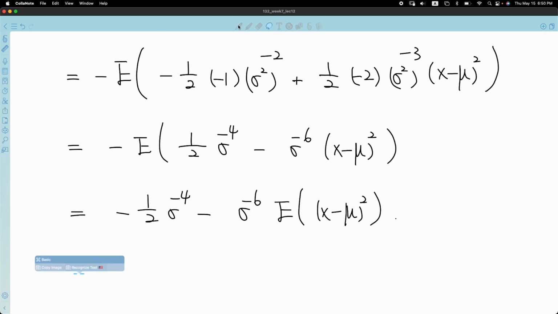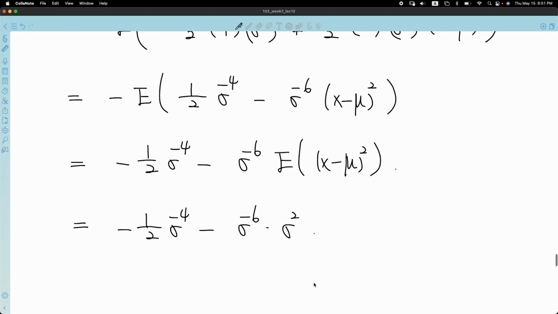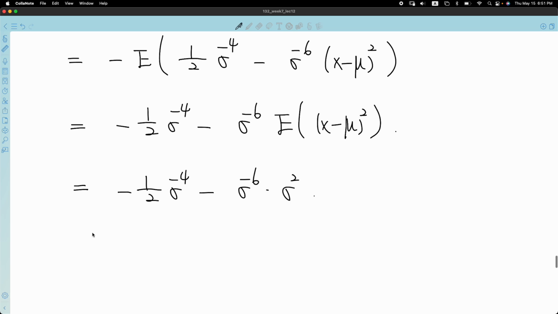Okay, and then the thing inside the expectation, that again is your definition for sigma squared. So you have 1/2 sigma raised to the power of negative 4 minus sigma to the negative 6 multiplied by sigma squared. So your final answer should be sigma raised to the power of negative 4, but minus 1/2 copy of that. So you're only left with 1/2 copy of sigma raised to the power of negative 4. And to remind you, this is the Fisher information for sigma square. Okay.